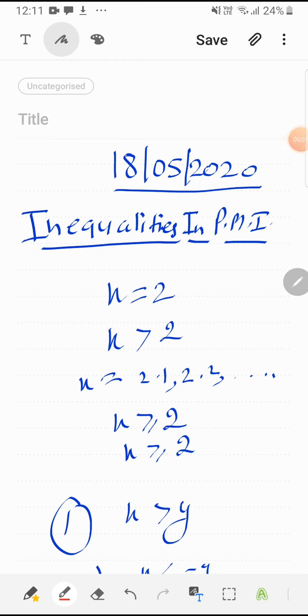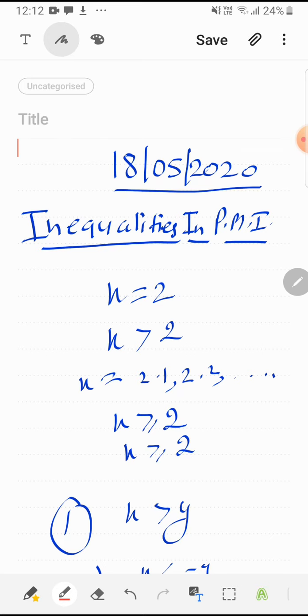Students, today we are going to discuss inequalities in PMI. Students, we have discussed PMI and this principle can be applied to any statement which can be proved for natural numbers. Now, two types we have discussed, like series completion questions and divisibility kind of questions. Now, the next type of questions are inequalities.